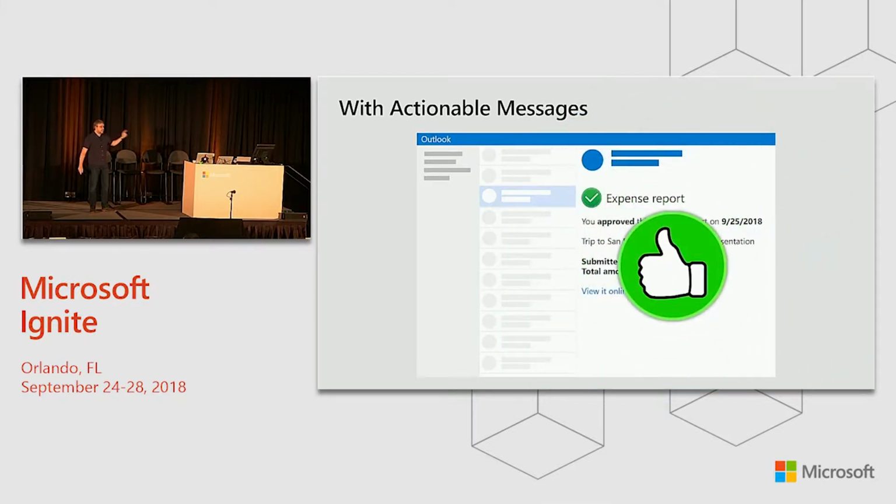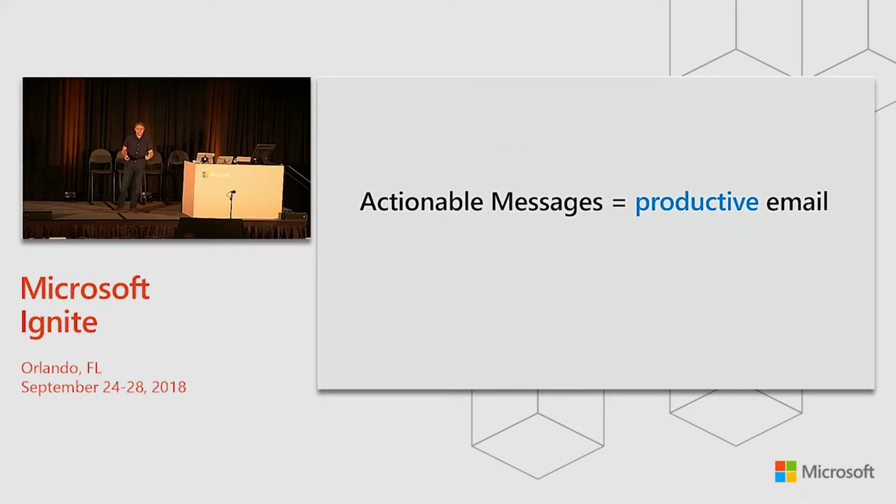And I say this makes a big, big, big difference. This is a major improvement in terms of user interaction and user productivity. And so that's basically what it is. Actionable messages are productive emails, right? Big difference from traditional emails, which are completely static.